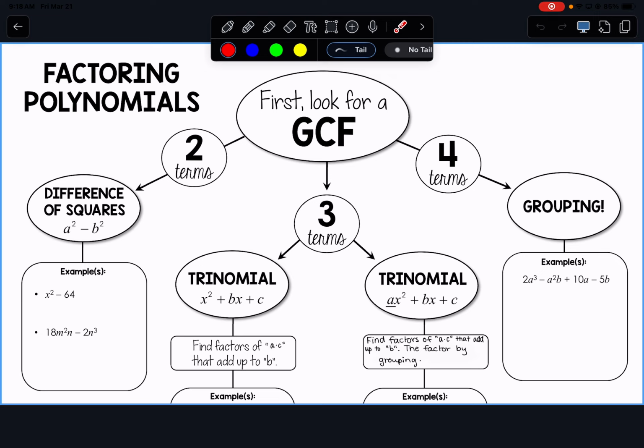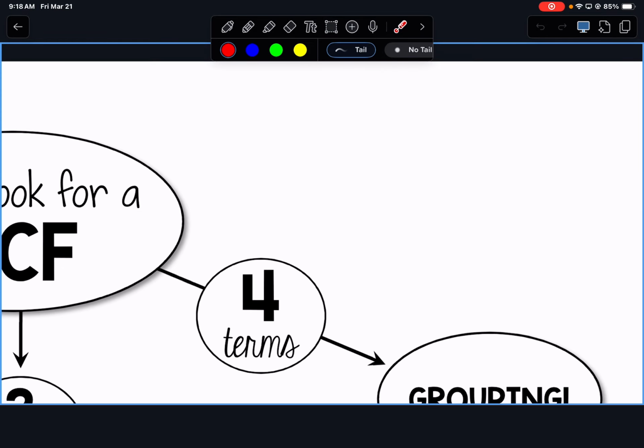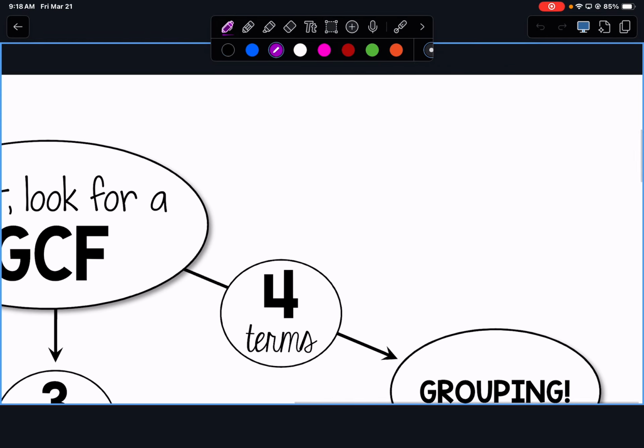Sometimes you can have just a GCF. It can have no other types of factoring, and that's okay. There is not an example of just a GCF, so we're going to put one. At the top of our page, I want us to put 3x to the third plus 6x squared.